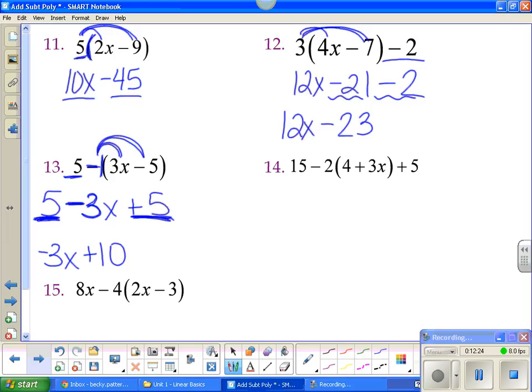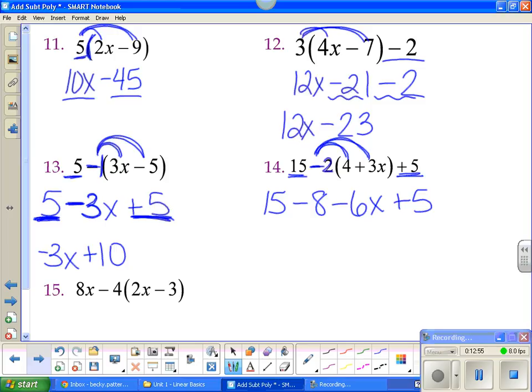On number 14, the only thing that we are distributing is the negative 2. Make sure you take that negative with it. So the 15 is just hanging out. Distribute the negative 2. So negative 2 times 4 gives me a negative 8. A negative 2 times a 3x gives me a negative 6x. And then what is this 5 doing? He's just hanging out.